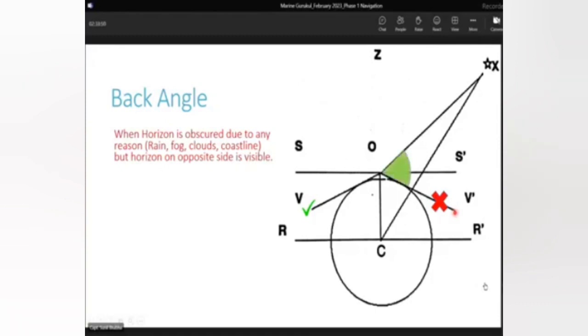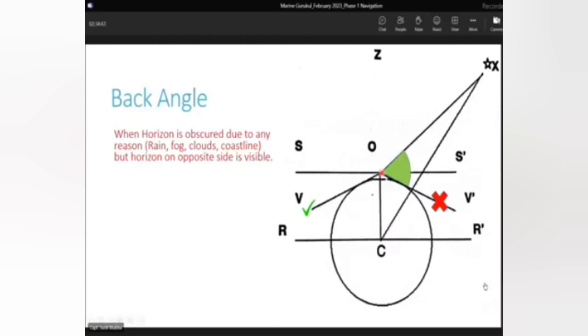Now, in a normal scenario, if this coastline or rain or fog or cloud was not there and the horizon was visible to us, OV dash horizon in the direction of the celestial body was visible to us, we would have obtained this particular green color angle using our sextant. This is the angle which we would have obtained. This is the angle between the center of the body, represented by OX, and between the visible horizon of the observer, represented by OV dash. So this angle XOV dash is what we would have obtained from our sextant.